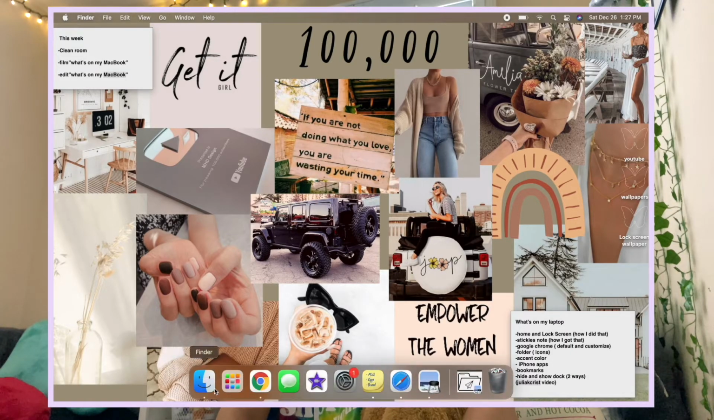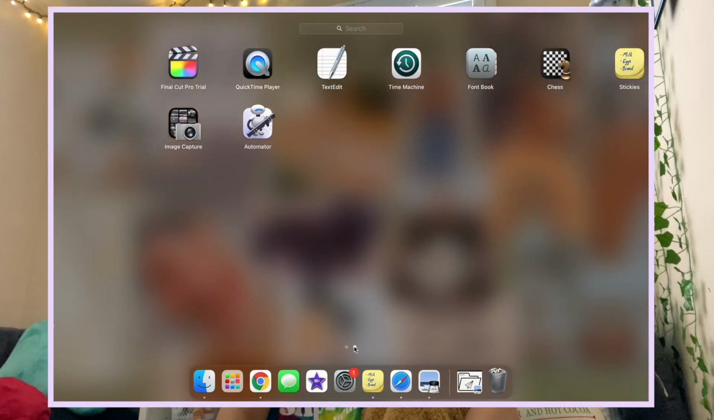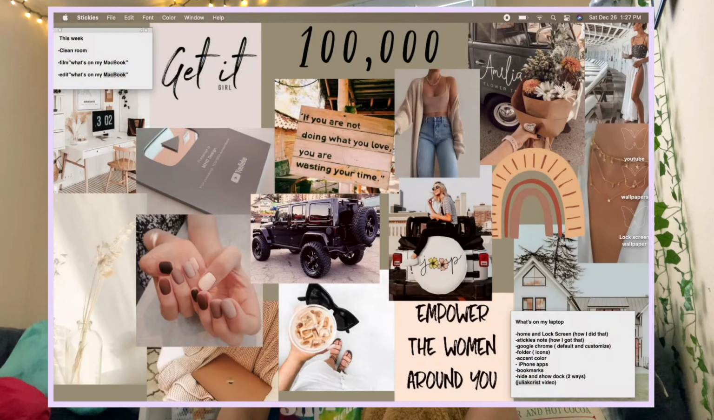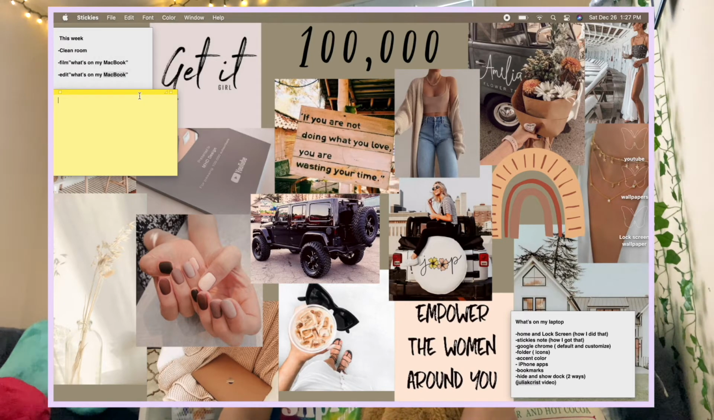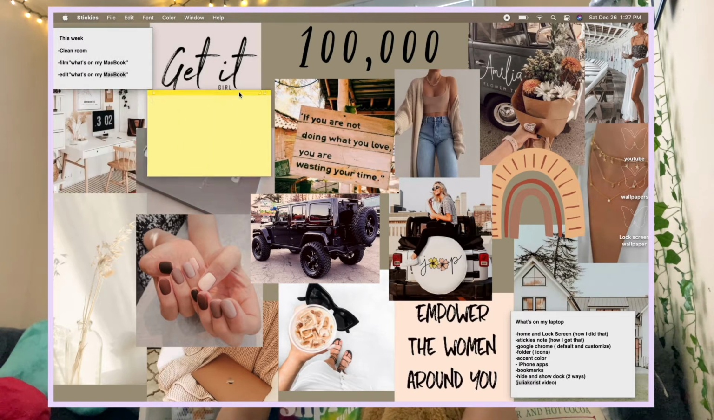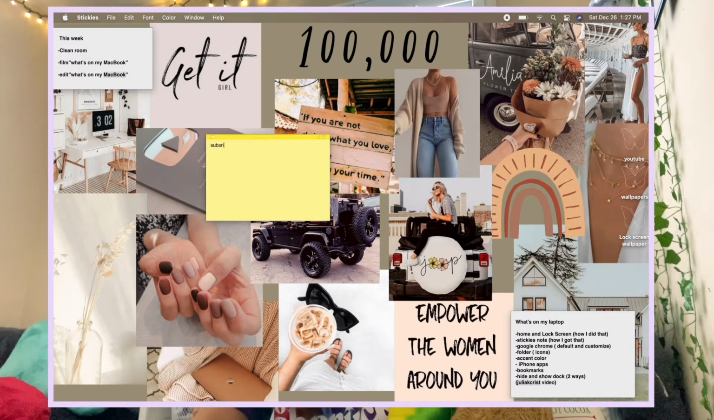Basically what I did was I went to my launch pad. It was in other, but mine's right now actually on the side. I went to sticky notes and it popped up as a note right here. But how you add a new note is you go to file, new note, and bam. This is what pops up, whatever color. Once you do that, you can write whatever you want on it.